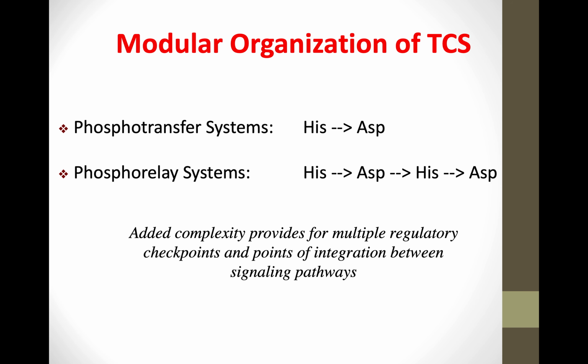Alright, so for the phosphotransfer system, histidine to aspartic acid is common, but for the phosphorelay system, as you have seen in the third example, it is a sequence of reactions, histidine to aspartic acid, histidine to aspartic acid, kind of like when you run a relay and pass a baton. This kind of modular organization of the TCS adds complexity. It also provides multiple regulatory checkpoints, and each point of integration between the signaling pathways provides another level of control of gene expression.